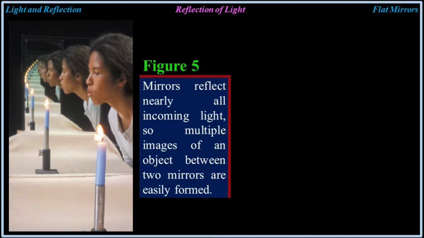Figure 5 shows mirrors reflect nearly all incoming light, so the multiple images of an object between 2 mirrors are easily formed. And you'd actually have to kind of curve it in order to get it to do that. Otherwise, your head would be in the way.